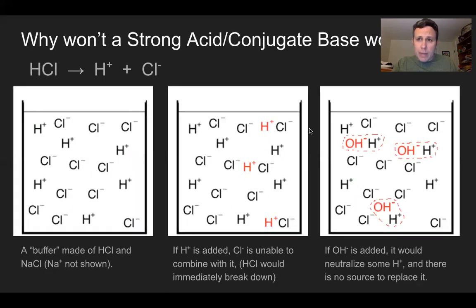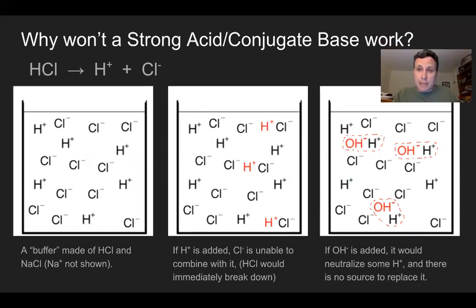One question is, why does this not work with a strong acid-base system? So here's HCl, which we know is a strong acid. Its conjugate base is Cl minus. So if I made a buffer out of HCl, which remember, they're all going to dissociate right away, and NaCl, so I have a whole bunch of extra Cl minuses in here, this is a buffer of a strong acid and base. So what happens?